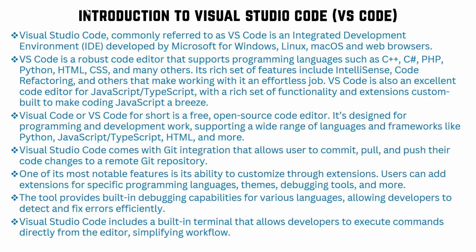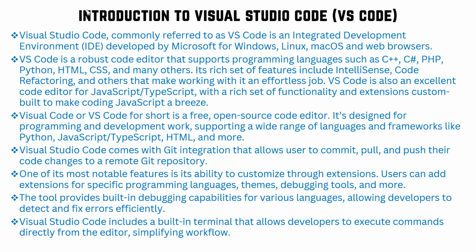Visual Studio Code, or VS Code for short, is free and open source. It is designed for programming and developer work, supporting a wide range of languages and frameworks, like we already discussed: Python, JavaScript, TypeScript, HTML, etc. Nowadays most companies do not go with the paid license version. So in case something is openly available and free, we can go ahead with that. But in case you want a better version, you need to take the license. But to start your journey, we can go with the open source free version.